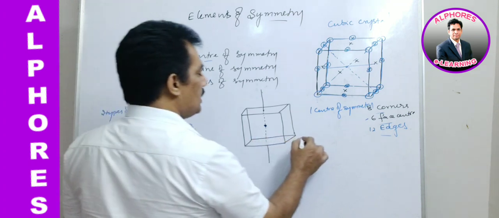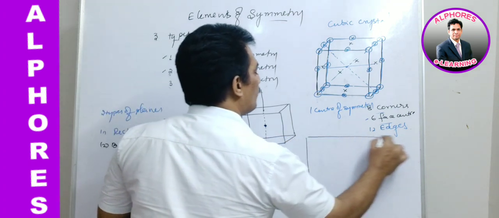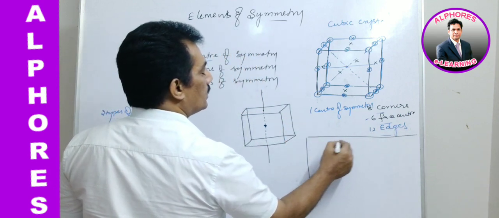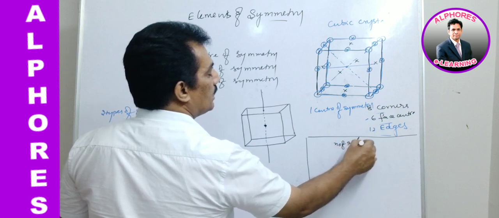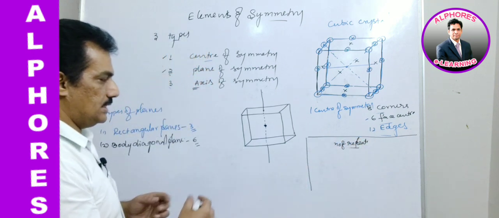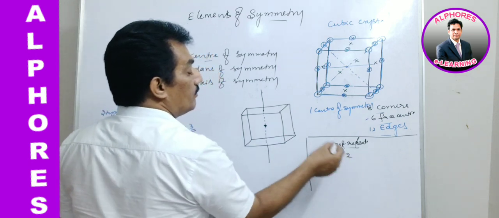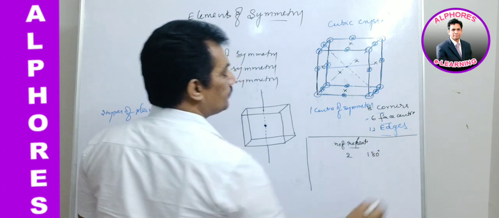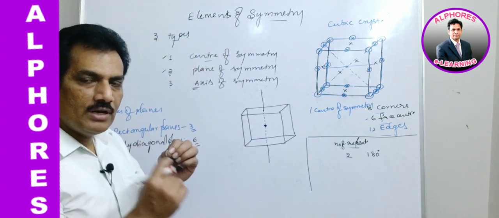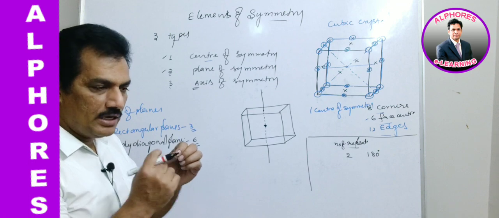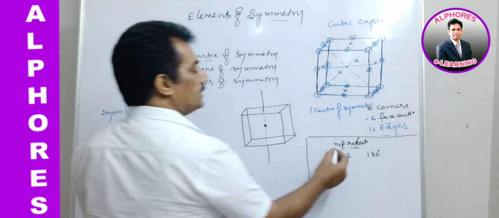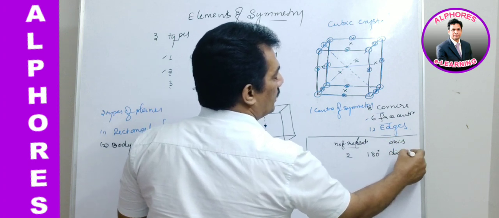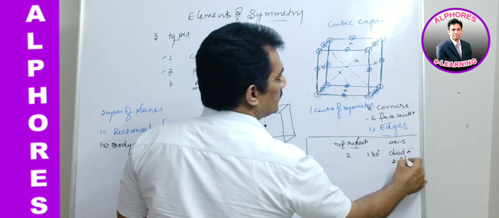Say for example, let me give some examples. If the number of repetitions, that is repeated appearances, is 2, and when 2 appearances appear, it means we are rotating it by 180 degrees. So for every 180 degrees it will exhibit the original appearance. In such a case, the axis is said to be diad, or it is known as two-fold axis.